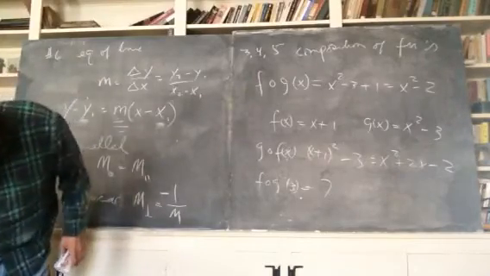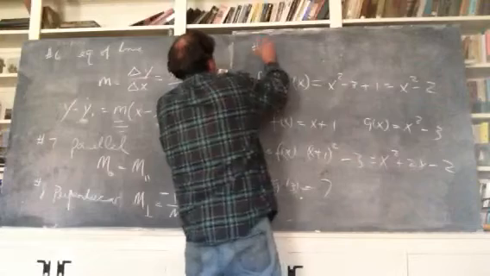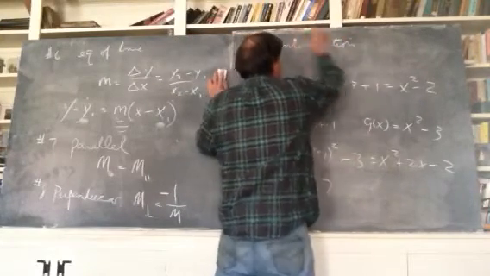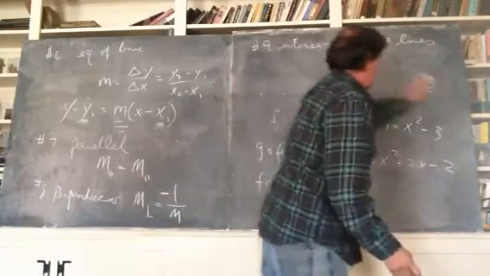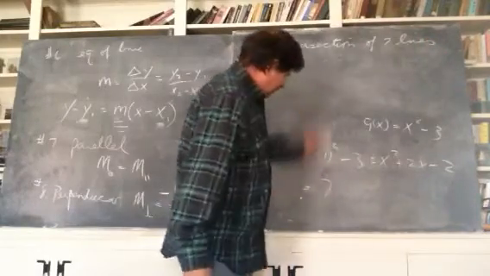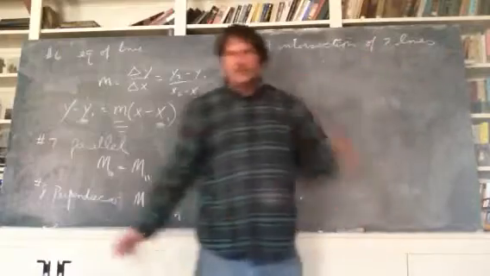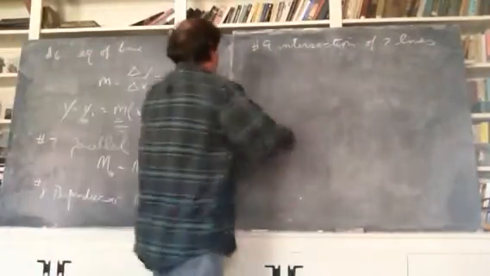Number 9, intersection of 2 lines. I'm just going to let you do that. That's Algebra 2. You did really well on the test or quiz or whatever, so I'm just going to let you do that.